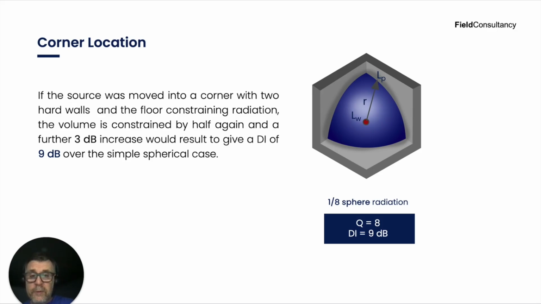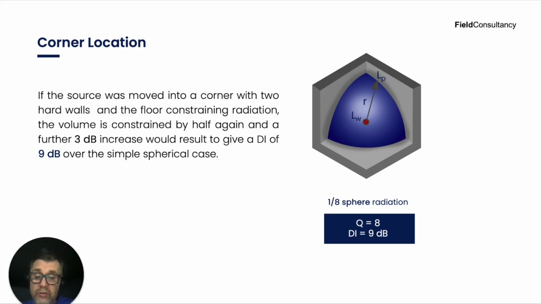In the next situation, where we place a sound source in the corner of a room with two hard walls and the floor constraining radiation, the volume is constrained to 1/8 of a sphere. So all the energy has to radiate through 1/8 of a sphere of volume. Therefore, Q equals 8. If you substitute Q equals 8 into that equation for directivity index, the correction would be 9 dB.